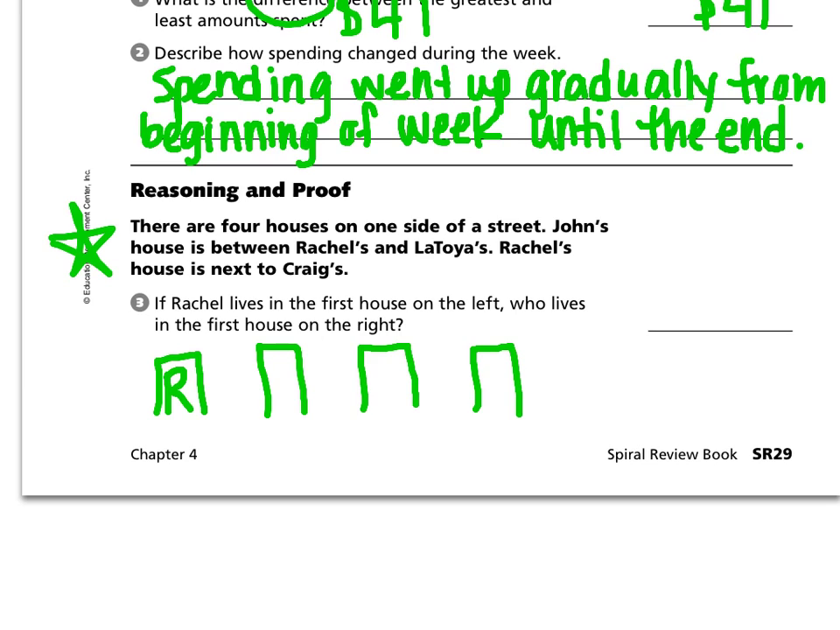The first part of that is John's house is between Rachel's and Latoya's. And then the second part says Rachel's house is next to Craig's. So we already know that Rachel lives in the first house and Craig has to live right next door to her. So we're going to put C for Craig. Now all that we have left is going to be Latoya and John. And we know that John lives between Latoya and Rachel. So Latoya has to live on the end and John has to live between Latoya and Rachel.